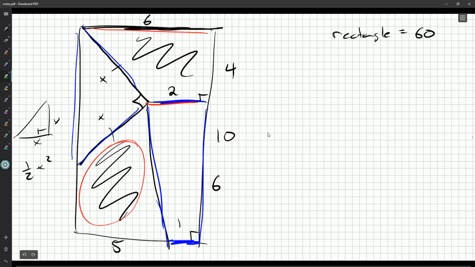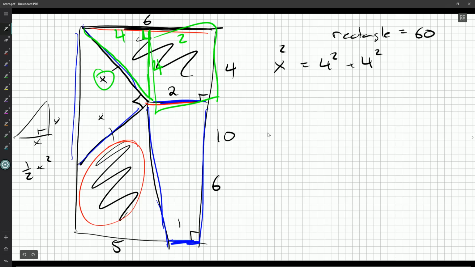Here's why. If I drop a perpendicular down here, we're going to get 4 here, and we get sort of a mini rectangle here. So 2 here, you'll get a 4 here, and I can figure out this length here. I can figure out x. Okay, x squared is 4 squared plus 4 squared. So that'll be 16 plus 16, 32. Which means that this triangle has an area.